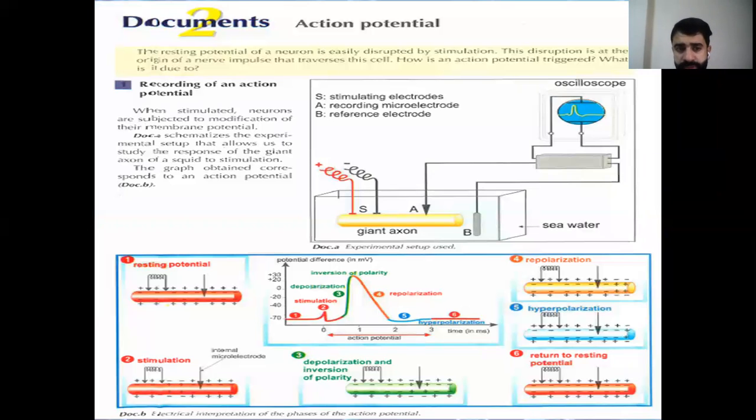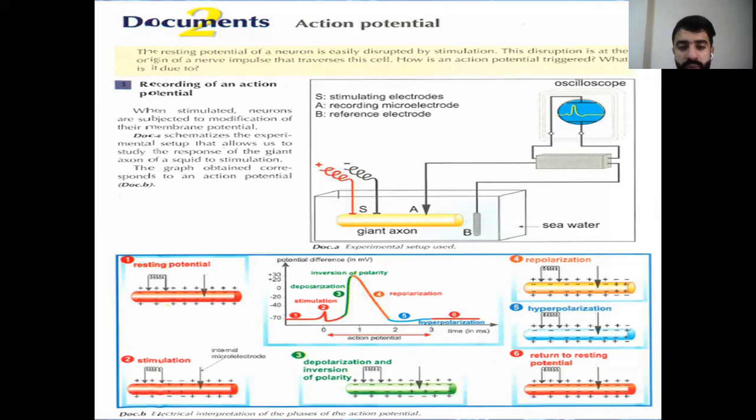Moving now to the action potential. We recorded the different phases of the action potential on the oscilloscope using the stimulating electrode, the recording electrode, and the reference one, which is placed inside the seawater. So here we have different phases of the action potential. We have at minus 70 millivolt, which is number one on the graph of document B. So number one is called the resting potential, and the delta V, the potential difference, is equal to minus 70 millivolt. Then upon stimulation, we have a hypopolarization.